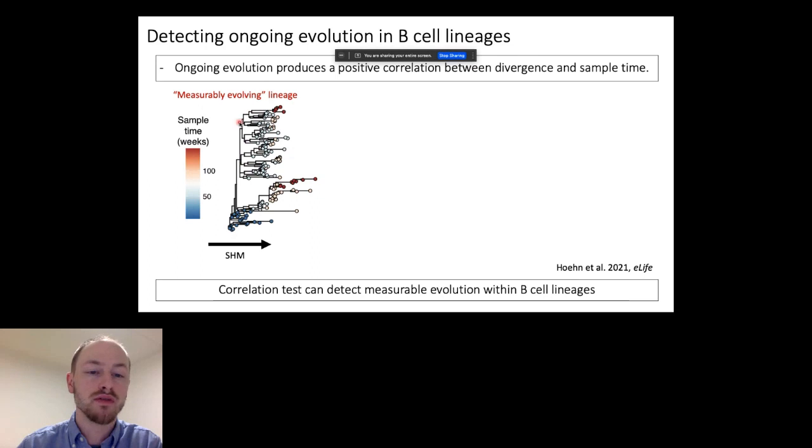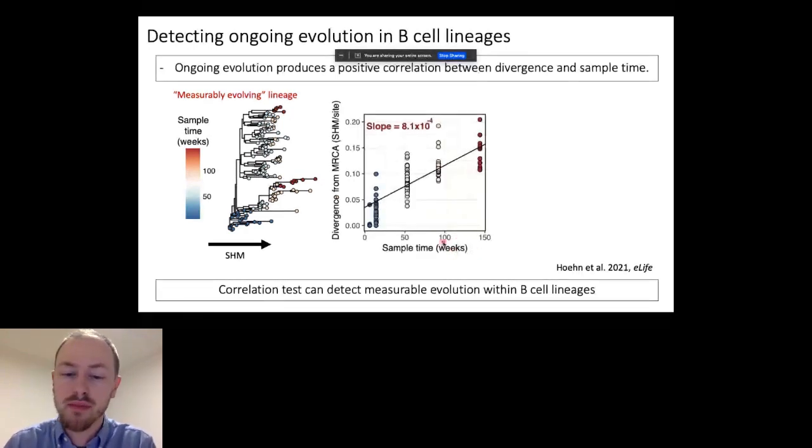So this is an example of a measurably evolving lineage, where the earliest sampled time points are very close to the root of the tree, but the later sampled time points are much further away from the root of the tree. They're more mutated. We can visualize this using a scatter plot where the x-axis is the sample time that we take the B cells at, and the y-axis is the divergence from the most recent common ancestor, which is the total amount of somatic hypermutation per site.